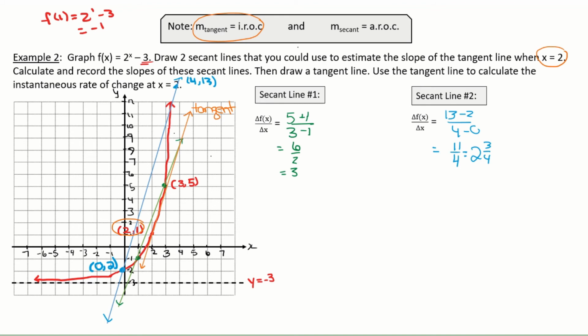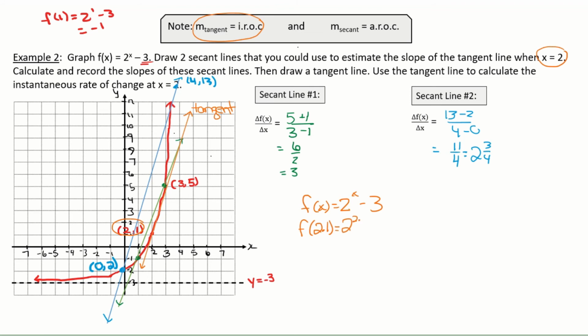So I'm going to sub into the equation to find one. I'm going to go back up to my function. My function is f(x) = 2^x − 3. So I'm going to sub in a value that's quite close to 2. I'm going to put in 2.1. Technically that won't be on my tangent line. That will be back on my red line.